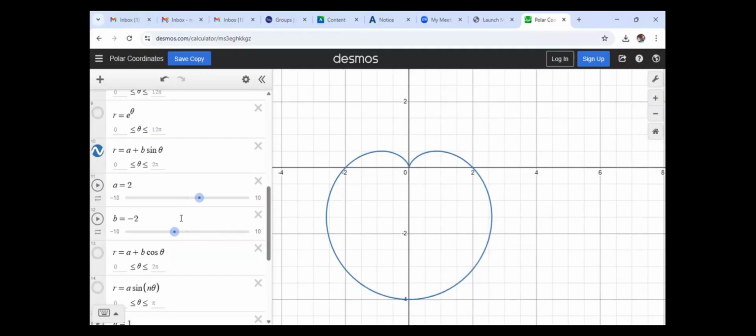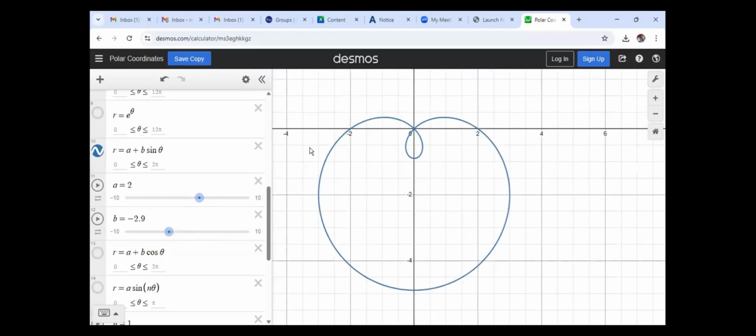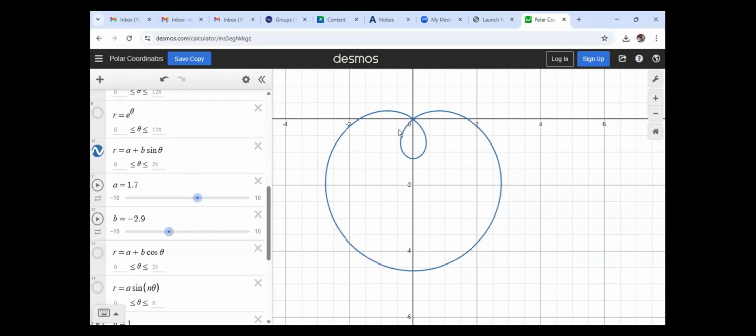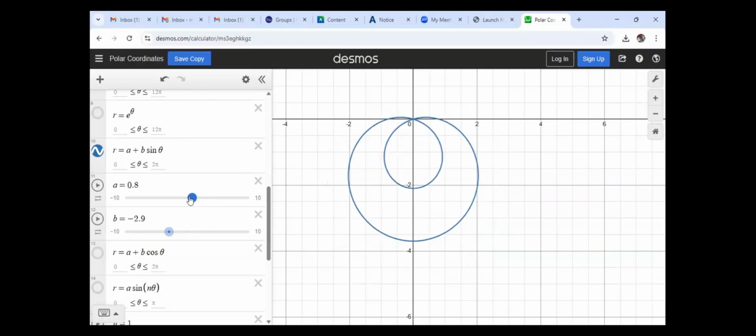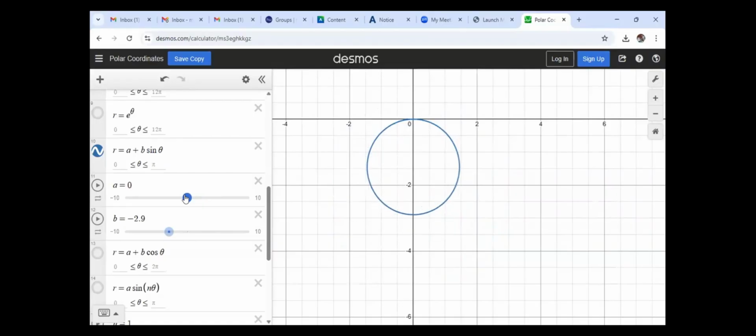Then if we increase this to make our B being bigger, it's still a limacon, but now we have this inner loop. And as our A value now starts to go to 0: limacon without the inner loop, A is bigger. When A and B are equal, it's the cardioid. When B is bigger, it's the limacon with the inner loop. And now as our A gets smaller, notice that the inner loop gets bigger and the outer loop gets smaller until whenever they meet, whenever A is exactly 0, we get that circle.